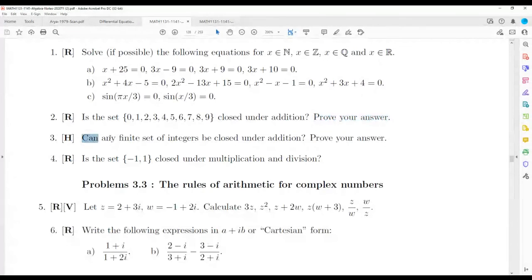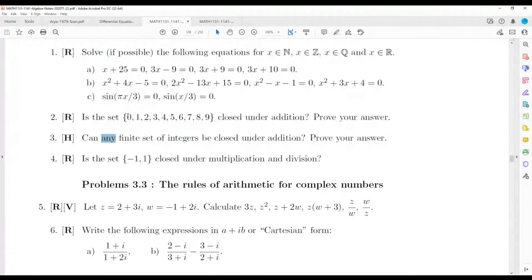Let me just go back. I'll come back to the document camera in a second. Can any finite set of integers be closed under addition? Now, this is a great question because it's not clear whether this is true or not, and it's also not clear what they mean by any.